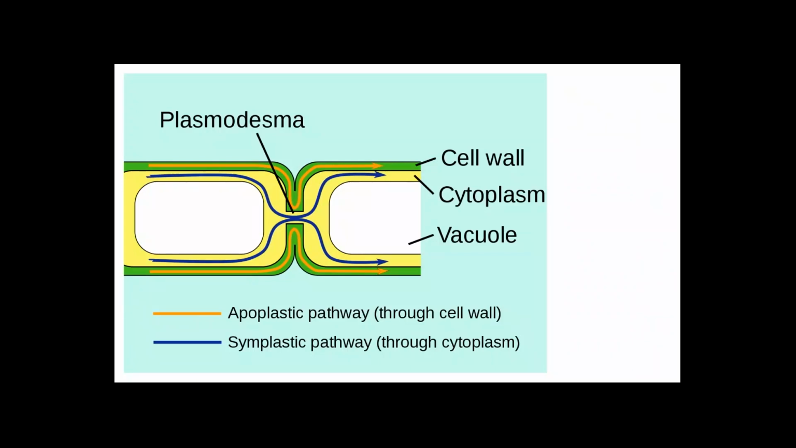Well, plasmodesmata will contain cytoplasm, of course, and things such as endoplasmic reticulum and so on. And because of that, resistance is high.